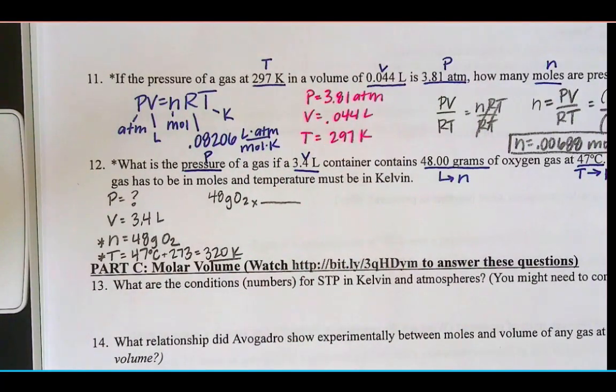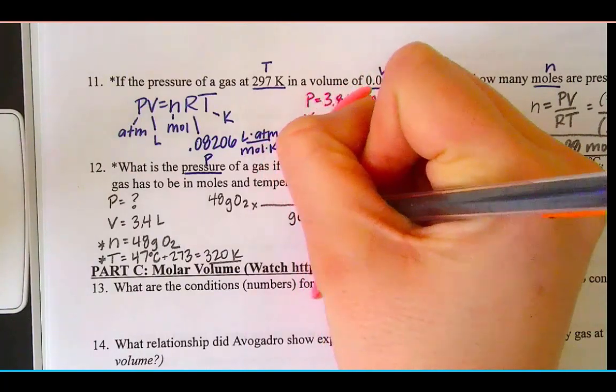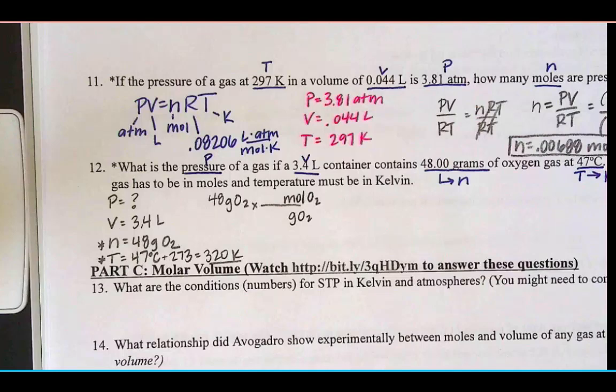I have 48 grams of O2. The reason it's O2 is because it's oxygen gas. When oxygen exists on its own, it's one of the 7 diatomic molecules. I want to go from grams of O2 to moles of O2.